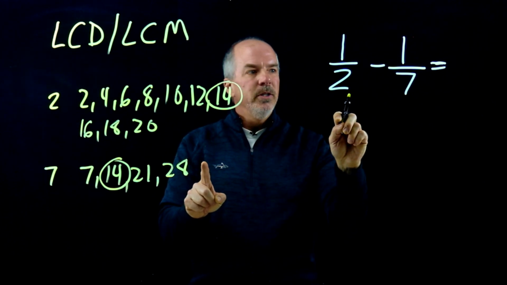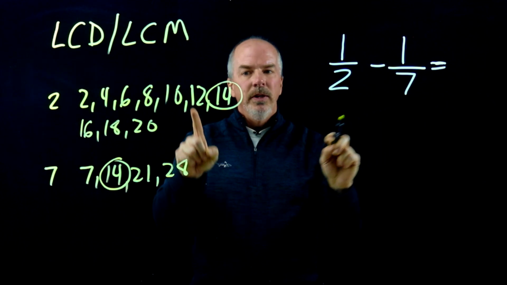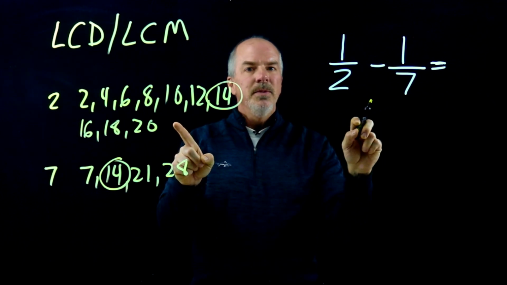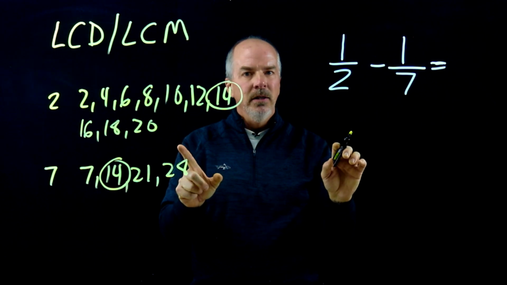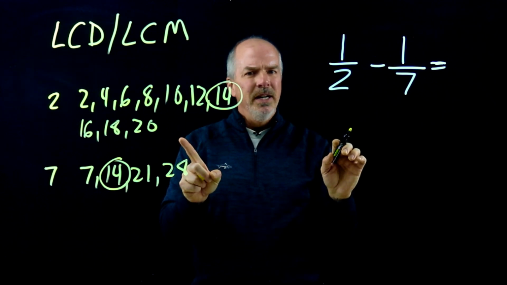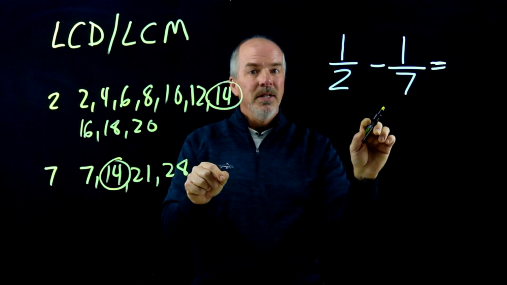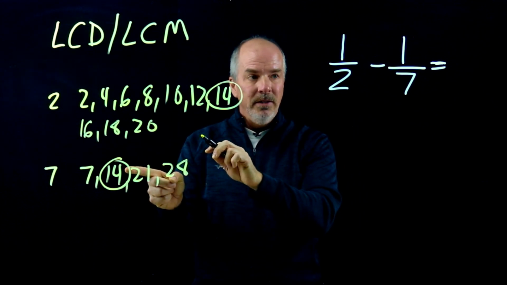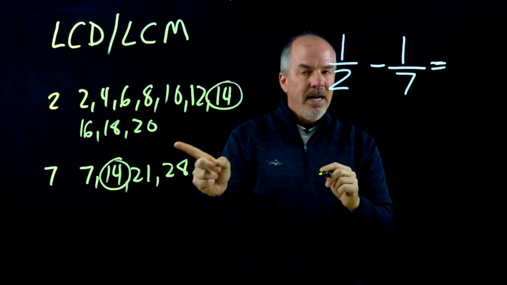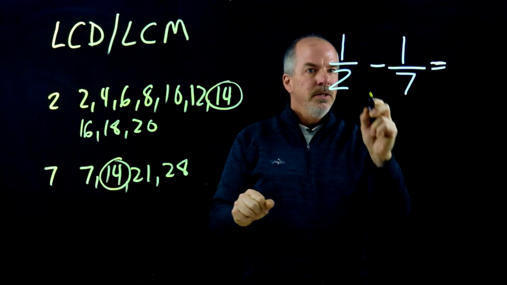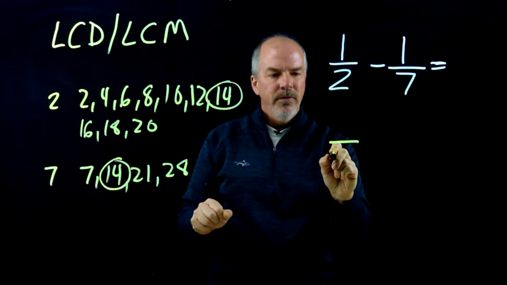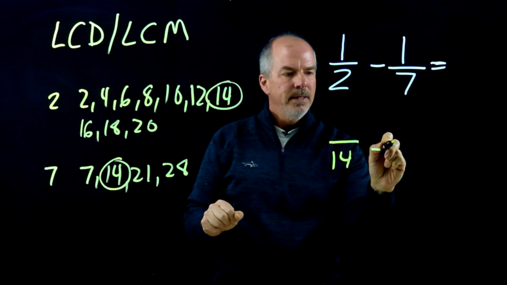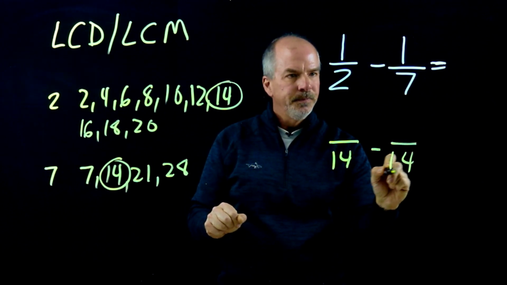Notice in this case, if we multiply 2 times 7, we would get 14. Multiplying the denominators will always give you a common multiple, but it's not always going to be the least common multiple. In this case, 2 times 7 is the least common multiple, so it is our least common denominator also. Okay, so 1/2 minus 1/7 is something over 14 minus something over 14.